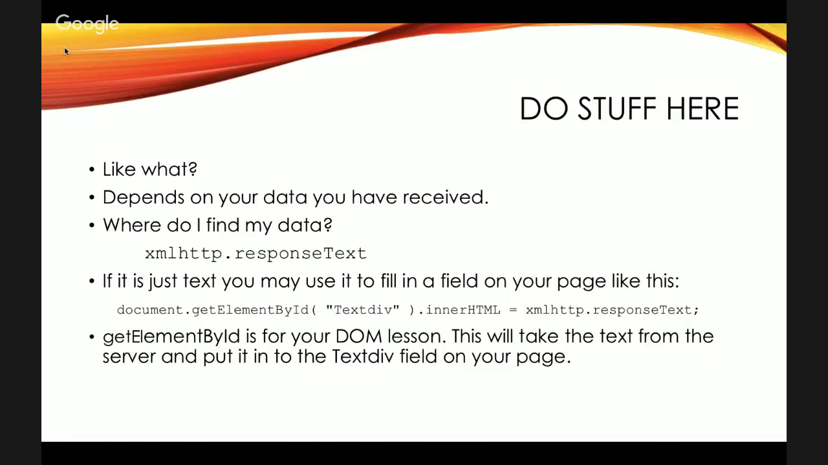The XML HTTP request object has an attribute in it called responseText. And it's text. So you can take that text and do whatever you want with it. So I'm going to grab a field on my screen called text div, and I'm going to set the HTML for that field. I'm going to take the text from the XML HTTP object, responseText, and store that into that field on the screen.